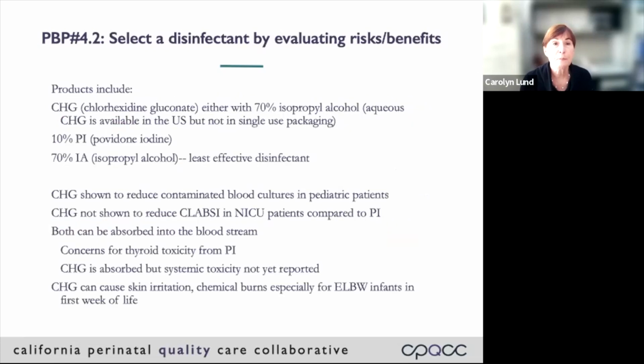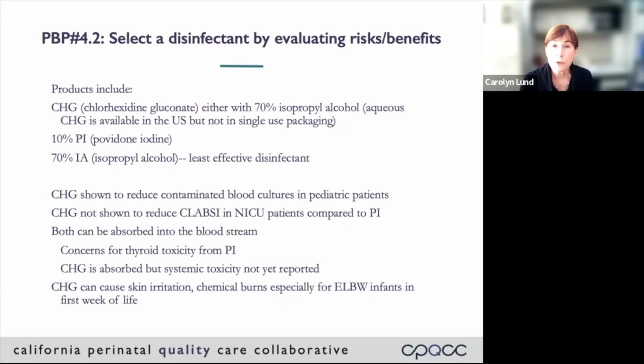Next slide, please. So it has to do with selection of a disinfectant. And when we look at disinfectant literature, there's risks and benefits that have been attributed to all of the products. The products that I've listed here include chlorhexidine gluconate. The most common chlorhexidine gluconate product is chlorhexidine gluconate that's made together with 70% isopropyl alcohol. That's the ChloraPrep product. But there's also an aqueous CHG in the United States. It comes in a bottle, 4-ounce bottle. It's not very user-friendly. It doesn't have single-use packaging.